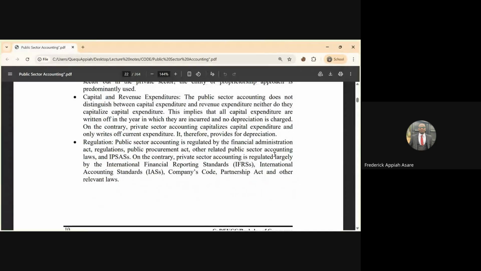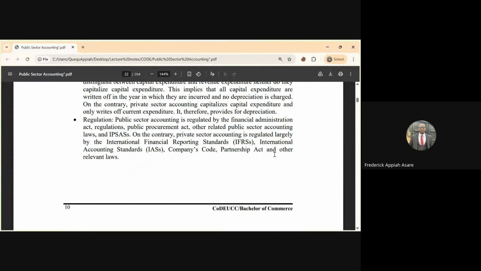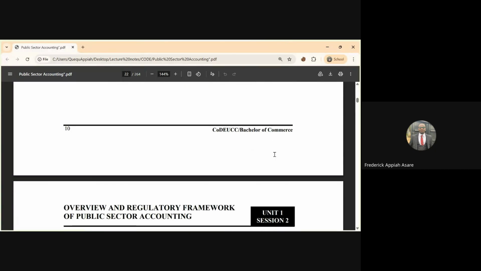And the regulation. So this is where our colleague was asking whether you can use this as a basis for the differences between public sector and private sector accounting. The public sector accounting is regulated by the Financial Administration Act, regulations, the Public Procurement Act, other related public sector accounting laws, and the IPSAS. Finally, the private sector accounting is regulated largely by the International Financial Reporting Standards, the International Accounting Standards, the Companies Code, the Partnership Act, and other relevant laws. So we have different laws governing the public sector accounting and different laws governing the private sector.